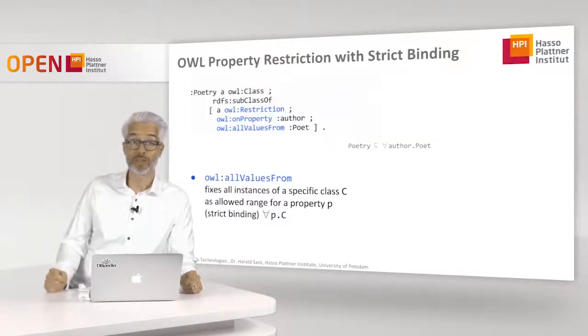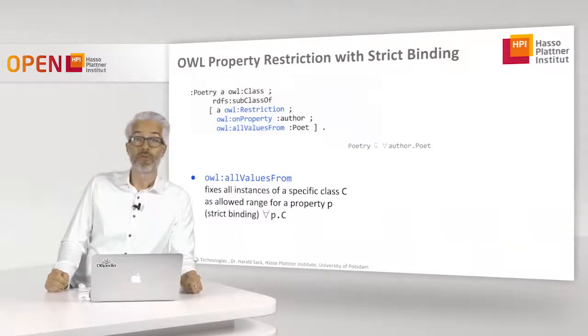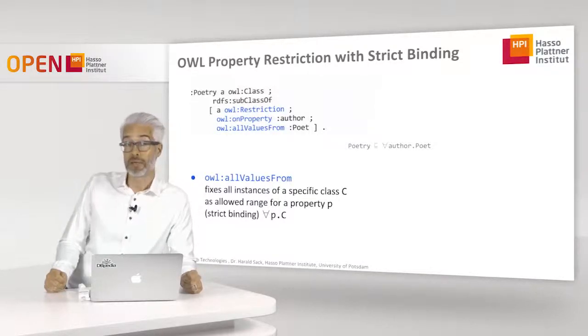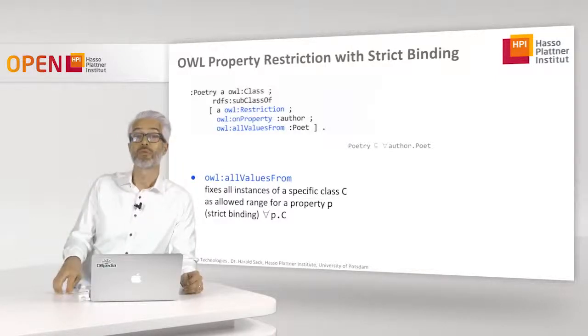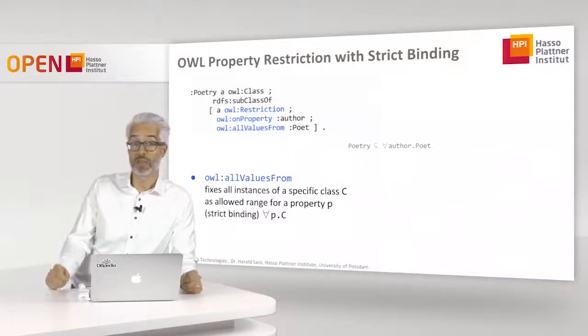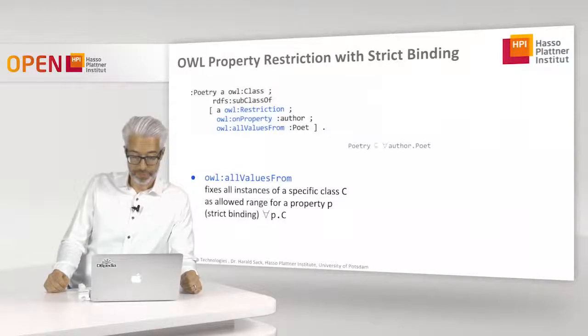So the binding is strict. First, let's have a look at the description logic expression in gray. Here we say poetry is everything which has been authored by a poet. So all poetry must be authored by a poet and by nothing else. It means if the author writes poetry, he's a poet and nothing else.